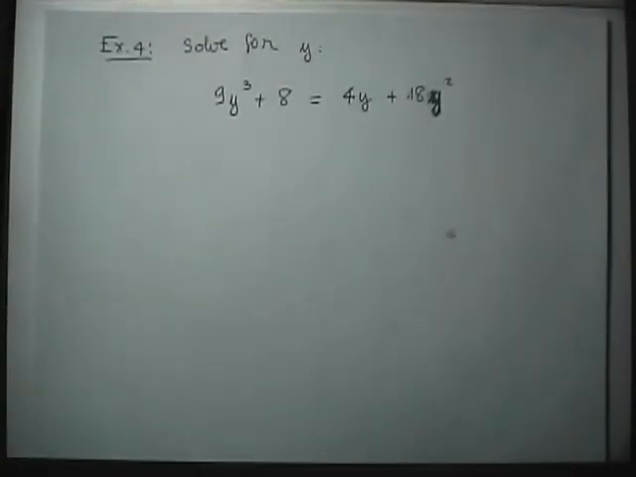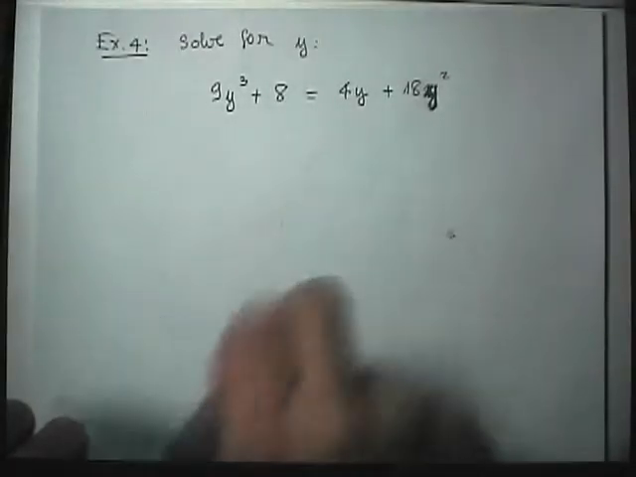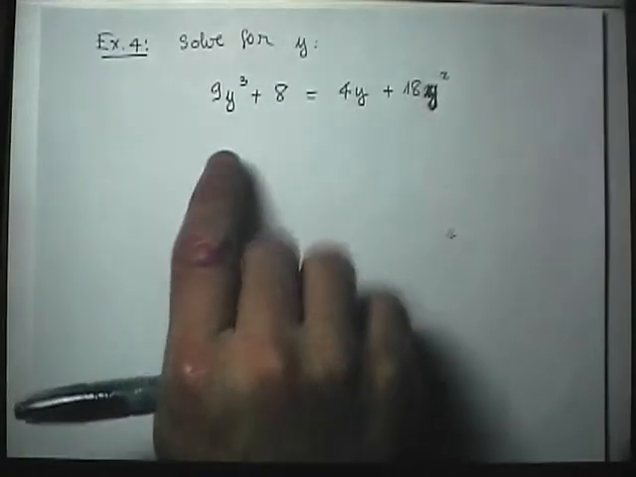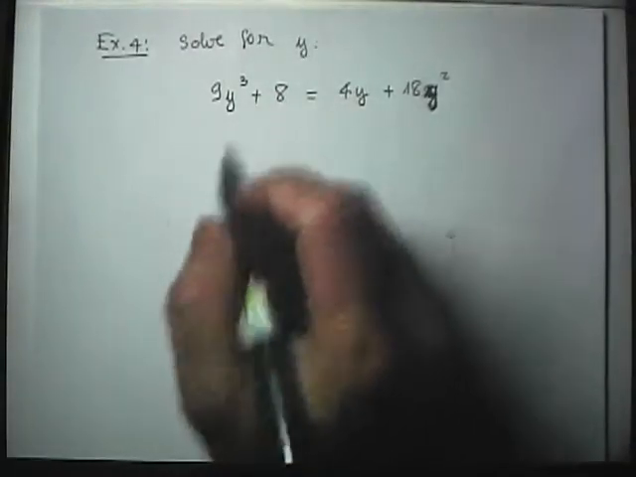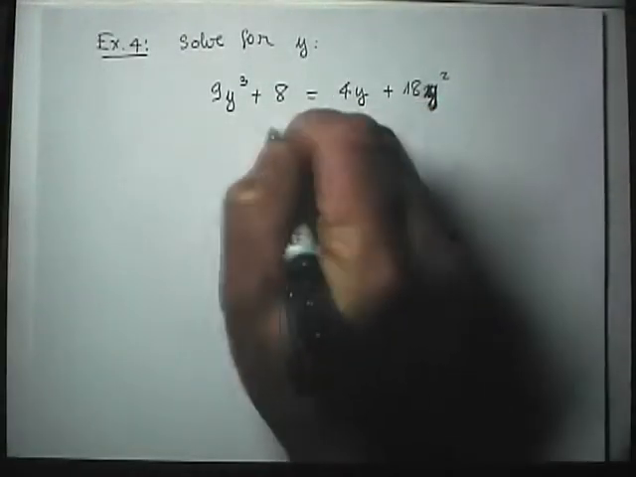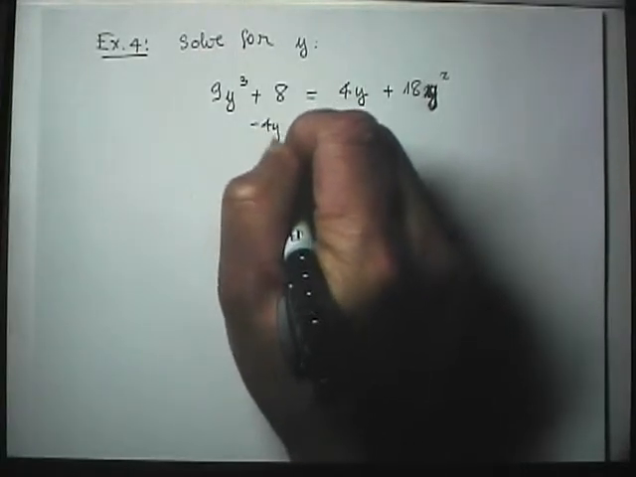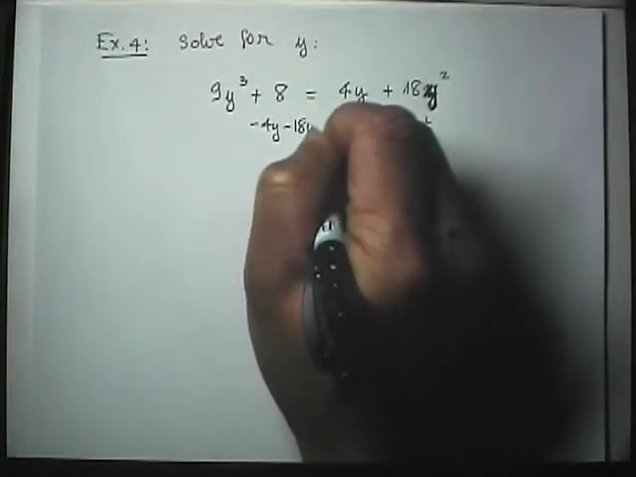If you're feeling tired of using the x variable all over, then we can start switching over and using the y variable. And so we would like to find out what y value satisfies the equation. So once again, we need to bring all the terms to one side. So what I can do is subtract 4y from both sides, and subtract 18y squared from both sides.